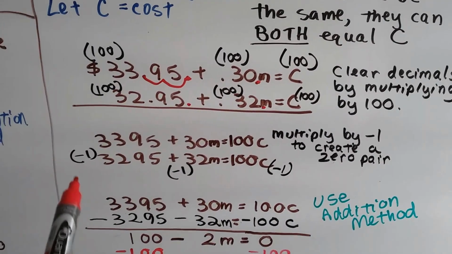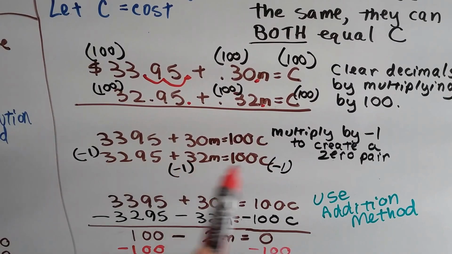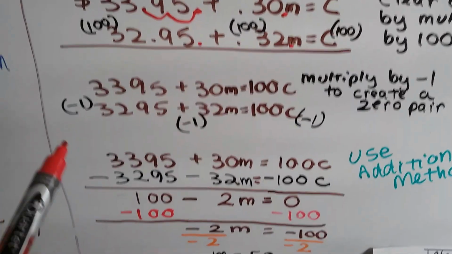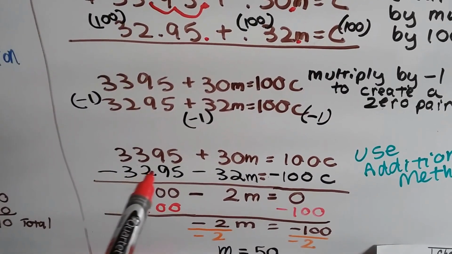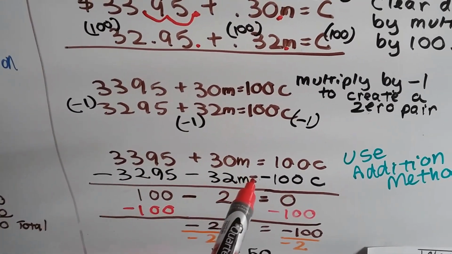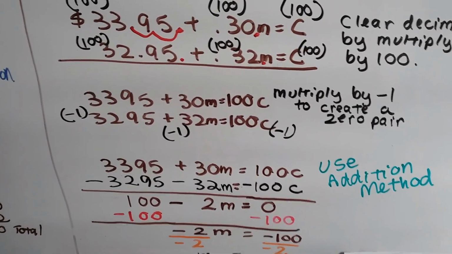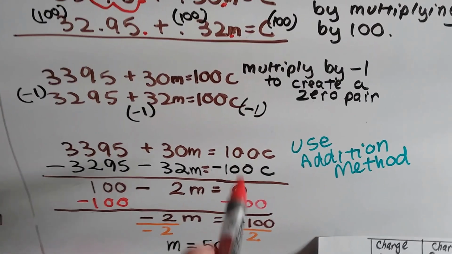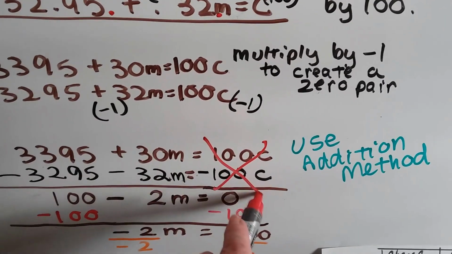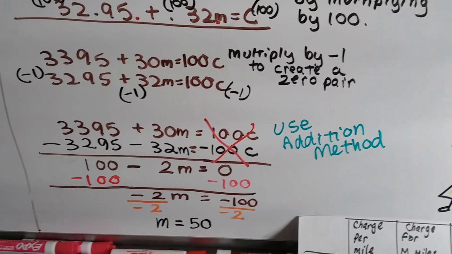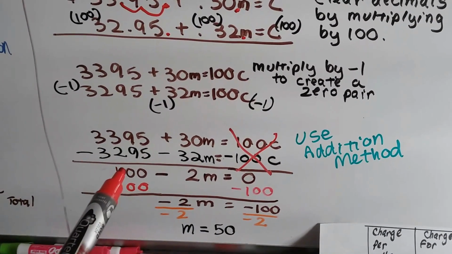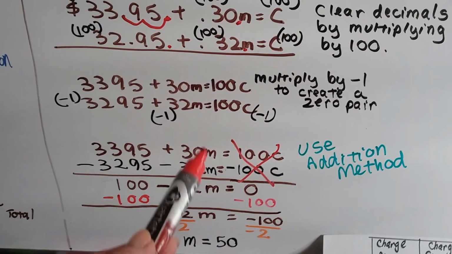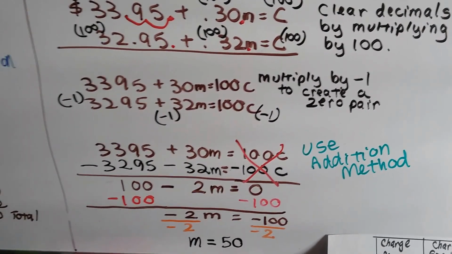So what we can do is multiply this second equation by -1. That'll help us create a 0 pair. Now, the second equation is negative 3295 minus 32m equals minus 100c. Now we can use the addition method, and we have a positive 100c and a negative 100c. That creates a 0 pair after the equal sign. Yeah, we could do that. So now we've got 100, after doing the subtraction, minus 2m equals 0.